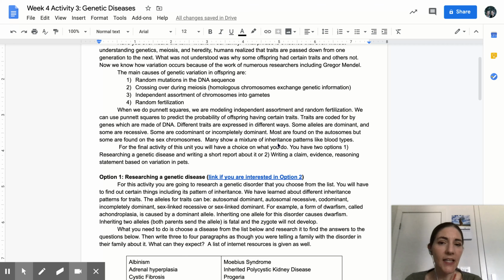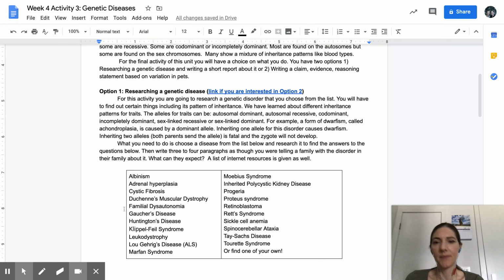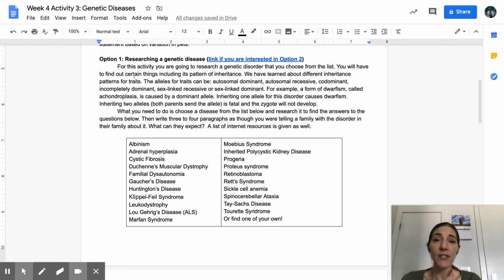So in this final activity, you have a choice on what you do. You have two options. One is to research a genetic disease and write a short report about it. Or two, writing a claim evidence reasoning statement based on variation in pets. So researching a genetic disease would be option one. Both options are in this handout.